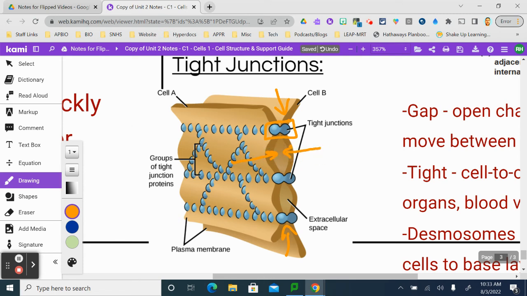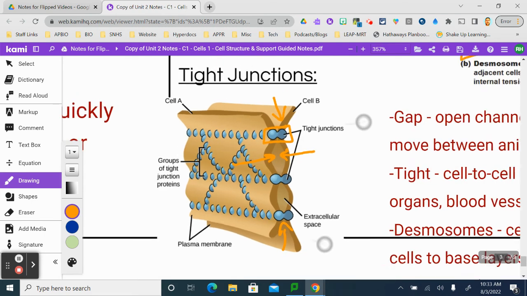So by sealing these, you can make sure that you're controlling what can actually go into and out of the cells. Gap junctions are very important for things such as the small intestine, where you only want to absorb certain nutrients that you actually want. You don't want everything to come flooding into the circulatory system, into the bloodstream. And so these are very important for that.